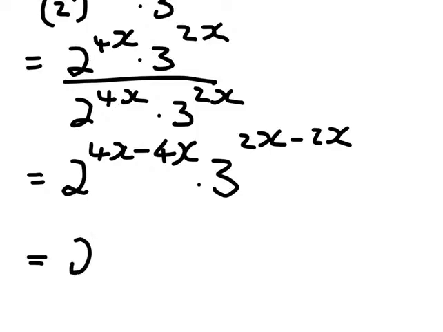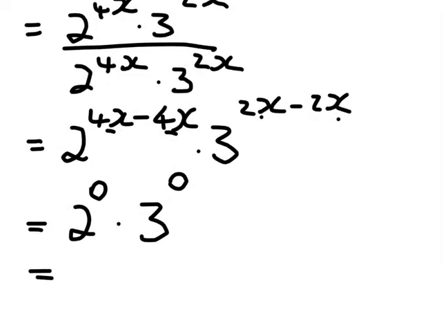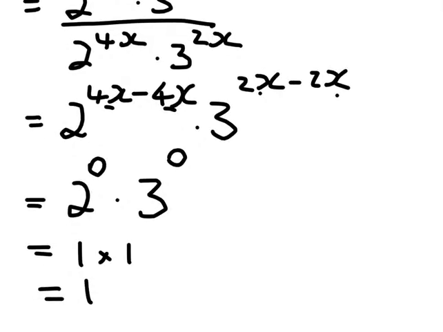So can you see, we end up having 2 to the exponent of what? What is that minus that? Definitely 0. What is that minus that? Definitely it is 0. So you end up having 2 to the exponent of 0. Anything to the exponent of 0 is 1. Yes, I meant to say 2 to the exponent of 0 is 1, multiplying 3 to the exponent of 0 being 1. 1 times 1 equals 1. And that's how you work it out. I hope that makes sense.